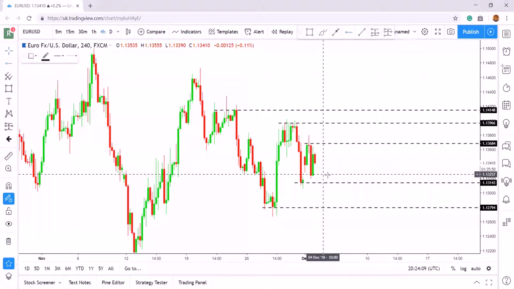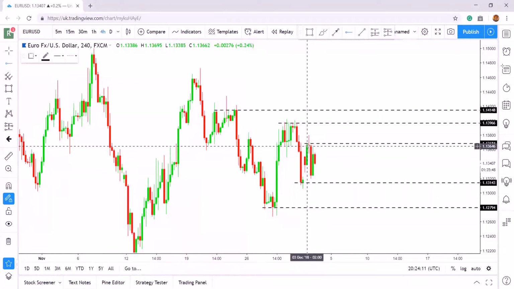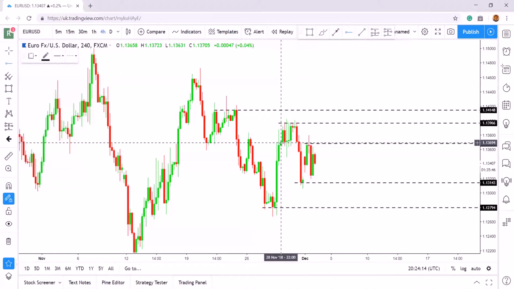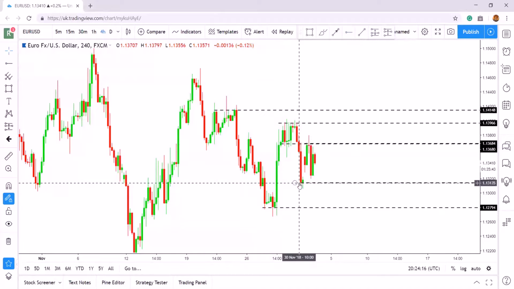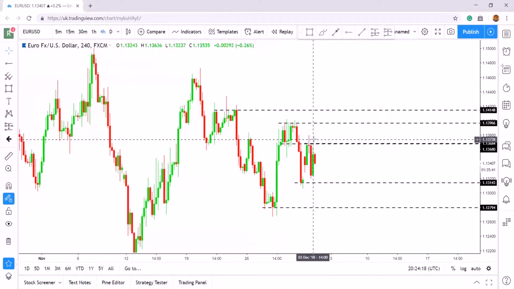So if we look at market structure here, we can see that this resisted this level. Looking left, we can see that this was a strong level of support. Would it make sense that price comes back to this level and rejects it?